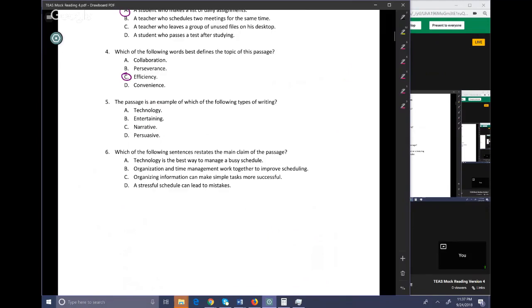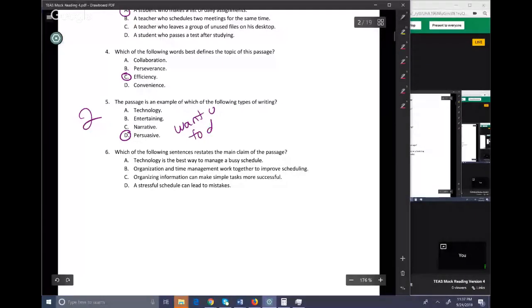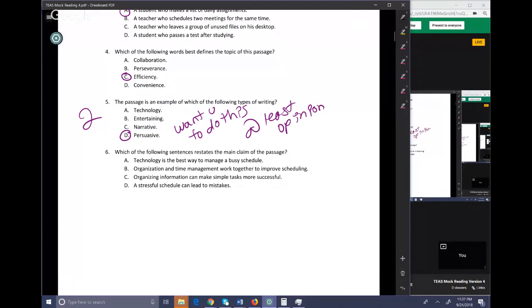This passage is an example of what type of writing comes out of reading 2. This would be persuasive. You might have actually felt like they want you to do this. If you didn't feel like they were trying to get you to do this, you at least felt like someone's delivering their opinion. This is not grounded in fact. This was not informational. There was not data for this. It was an opinion piece. It is persuasive.